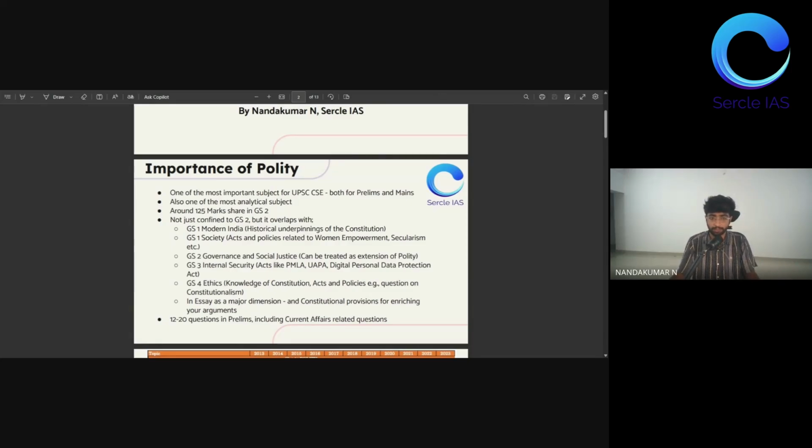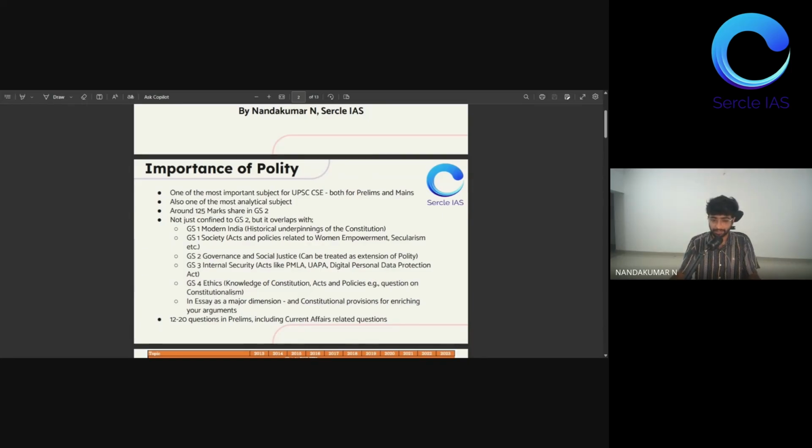And in GS1, society part, acts and policies related to women empowerment, the idea of secularism, etc., are very much related to polity. So we need to understand this importance first. And for GS2 governance and social justice, these two subjects can be treated as an extension of polity only, because there is not much difference when it comes to topics, but the approach is slightly different.